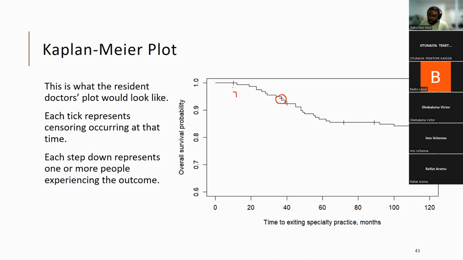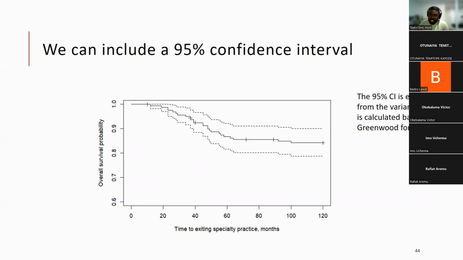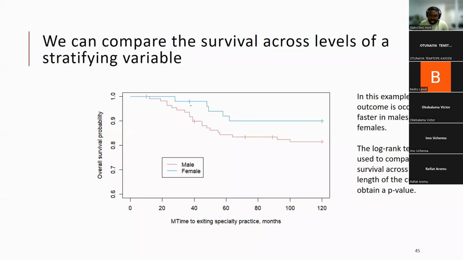Okay, so that's the Kaplan-Meier plot. And we said that you can have a 95% confidence interval that gives you an idea of what you would have gotten if you had repeated this experiment many times in your population. But the confidence interval is most valuable when you're comparing two plots. If you look at these two plots, you have males in red and females in blue. Which population would you say is experiencing the outcome most often?